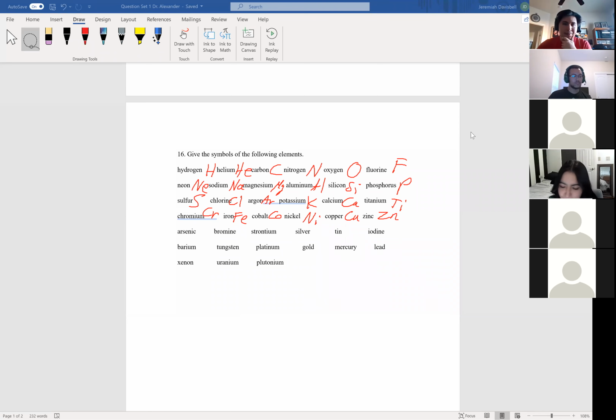As. Bromine? Br. Strontium? Sr. Silver? Ag. Tin? Sn. Yeah. These elements, I kind of don't like how some of these elements' names don't match the symbols, but it is what it is.